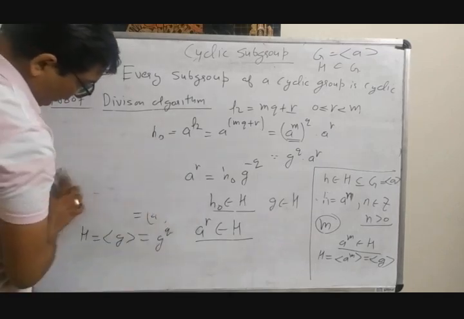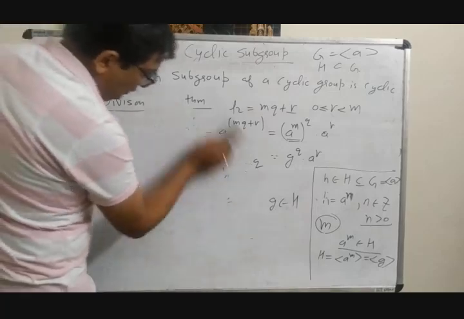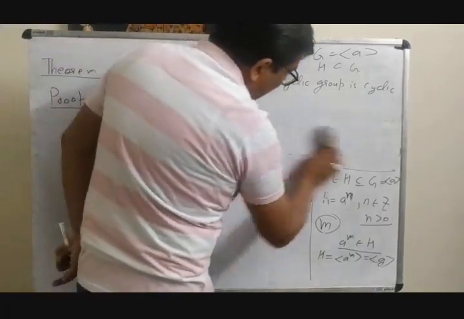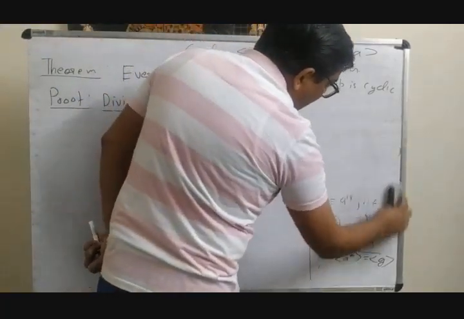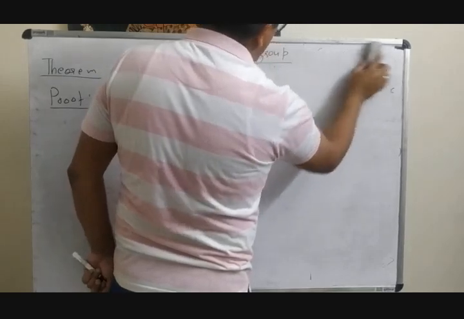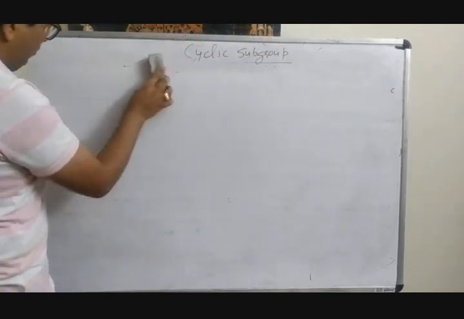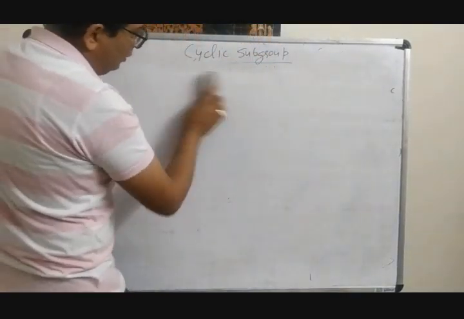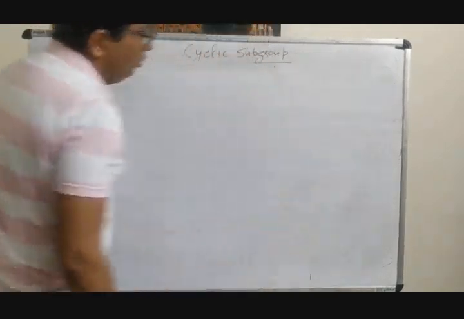So now, in the next 10 minutes, we will see how we can find the generators of a cyclic subgroup or cyclic group. What is the procedure to find the generators? To find the generators, we have a result.